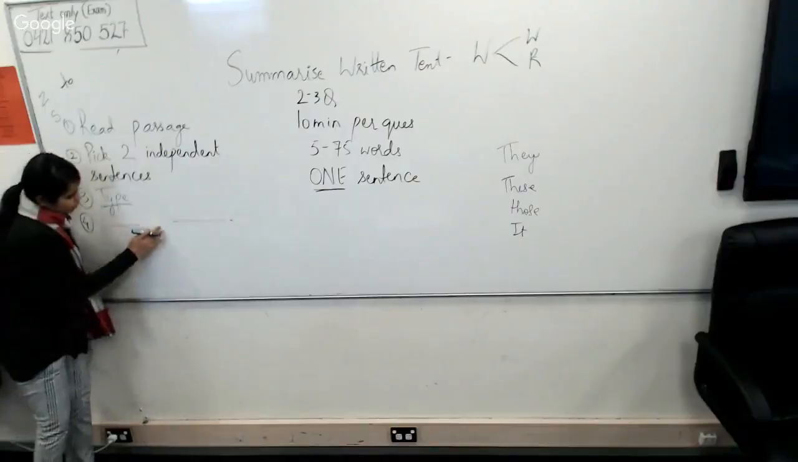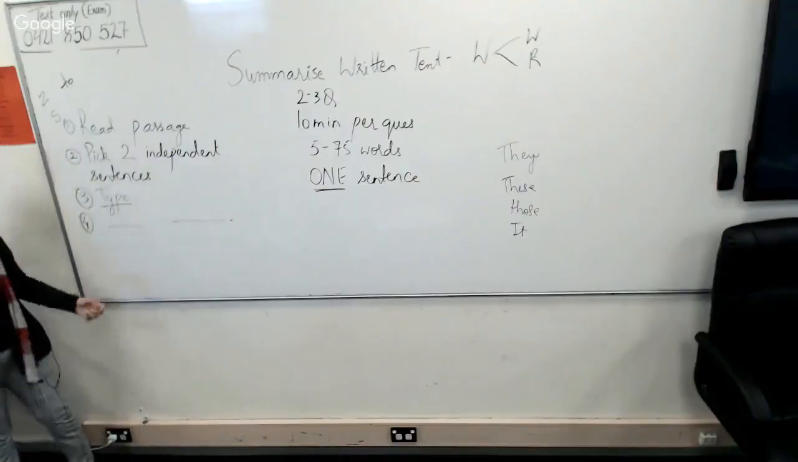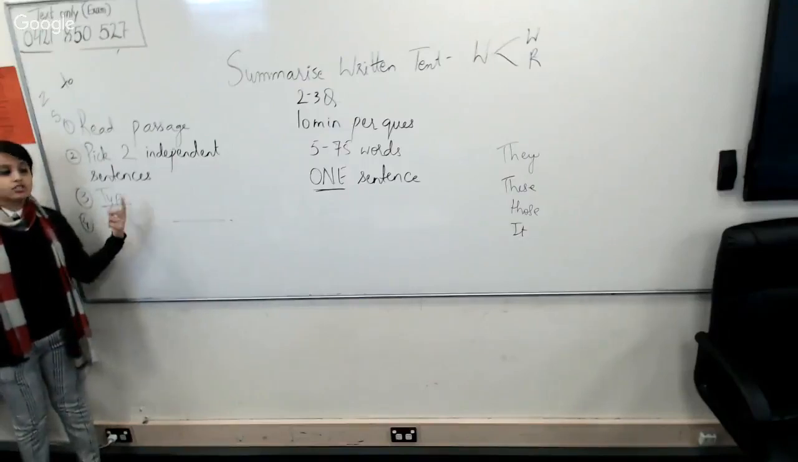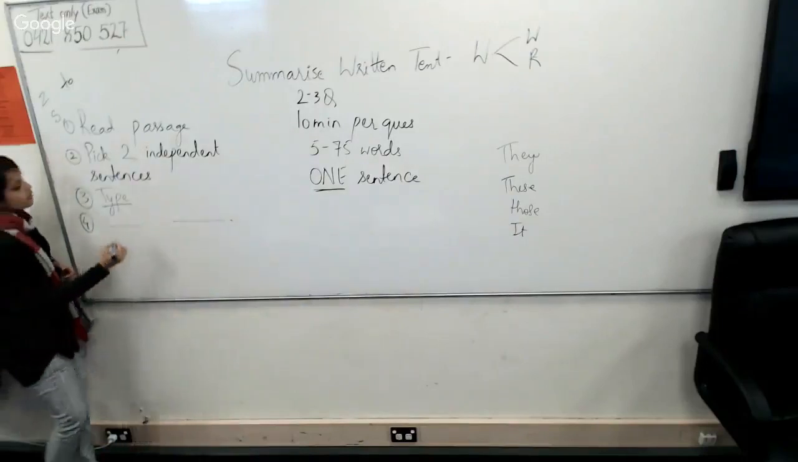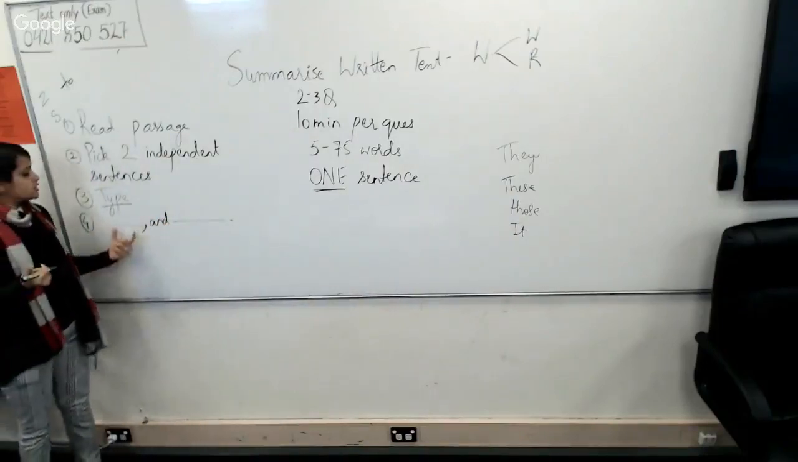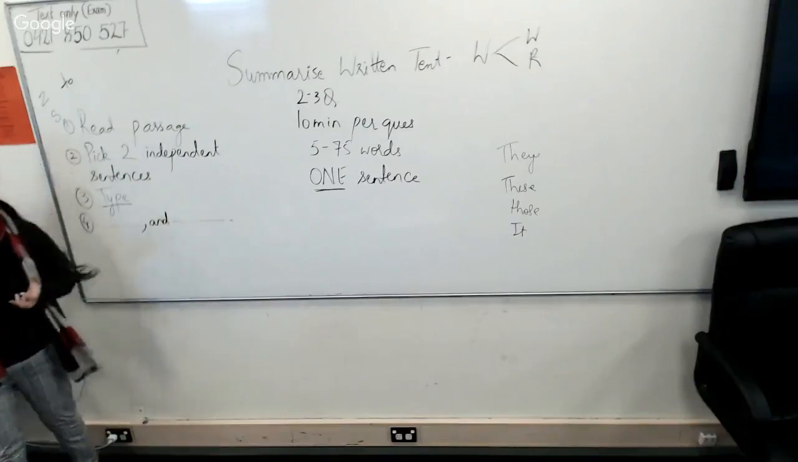We will remove this middle full stop and we will add any two conjunctions. We will add a conjunction, and that conjunction will either be comma and. If two sentences are similar, you will put comma and.